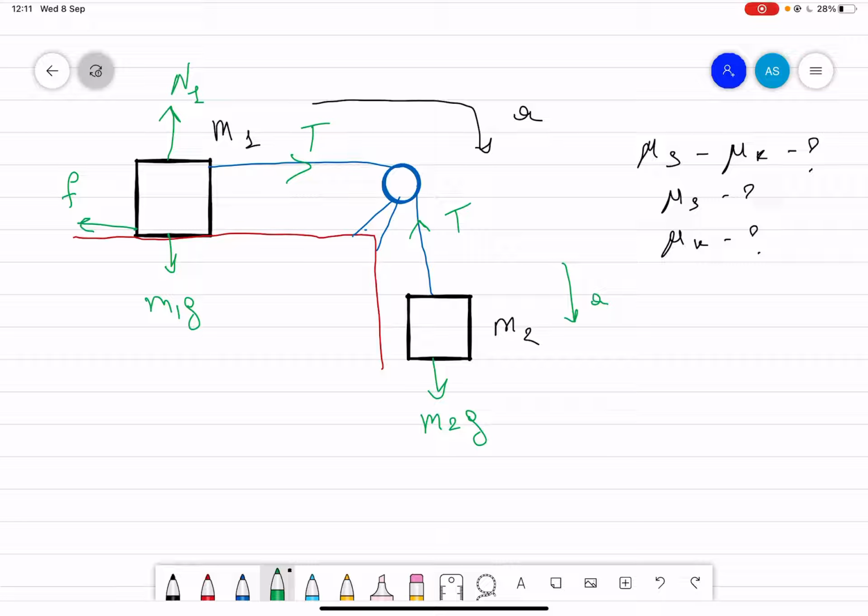Okay, so in the first case, how can we find mu s? Since it's not moving, we can say that the static friction is equal to the tension. So this is the first condition. Now, we also know that the static friction is equal to mu s times the normal force, and the normal force in our case is m1g.